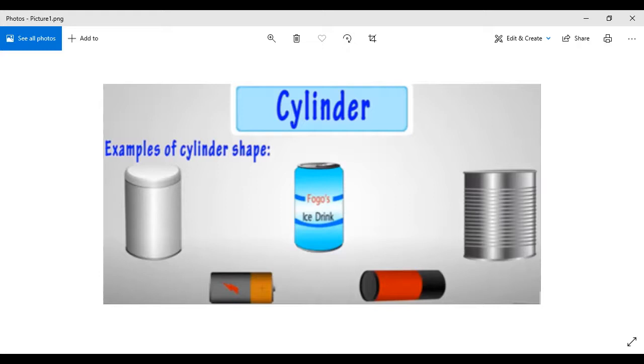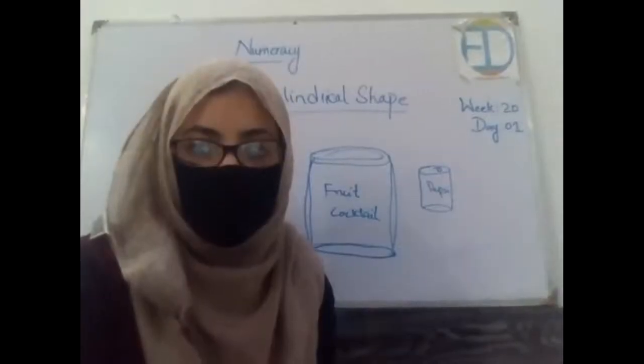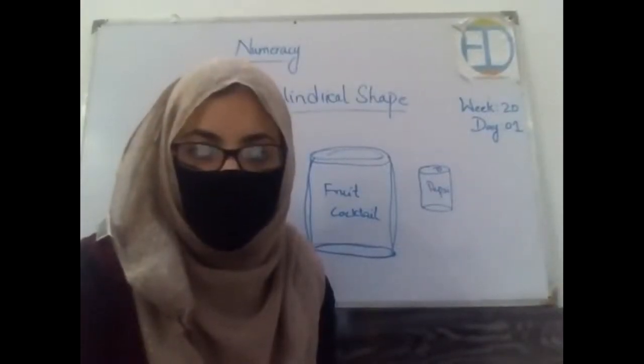Again, the examples that we have discussed and their shapes, all of them have cylindrical or can shape with two flat circular surfaces and two curved surfaces. Got it? Okay. Let's look at the last one.